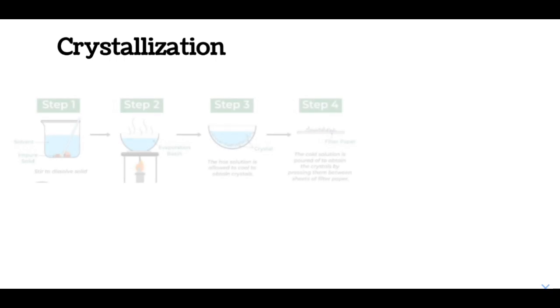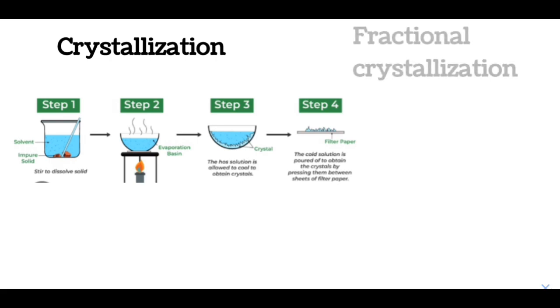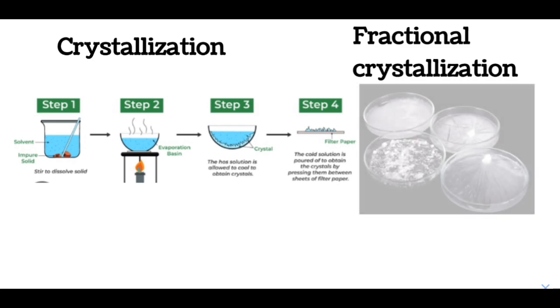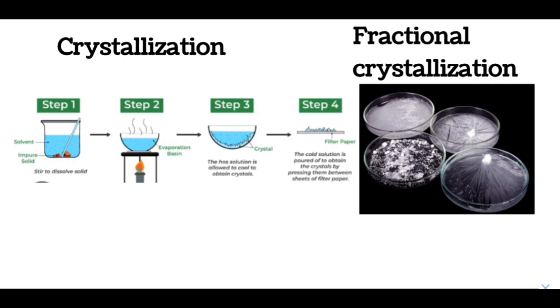Crystallization. This is the process of forming pure crystals from a saturated solution. Example, obtaining crystals of copper(II) sulfate from its solution. Fractional crystallization. This is used to separate two or more dissolved solids based on their different solubilities. Example, separating potassium nitrate from sodium chloride.